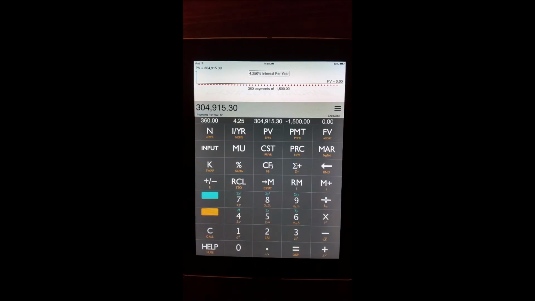$304,915.30. That means if Dan is offered a mortgage of 30 years at 4.25%, and the most he can pay is monthly payments of $1,500, the largest mortgage that he can afford is $304,915.30.